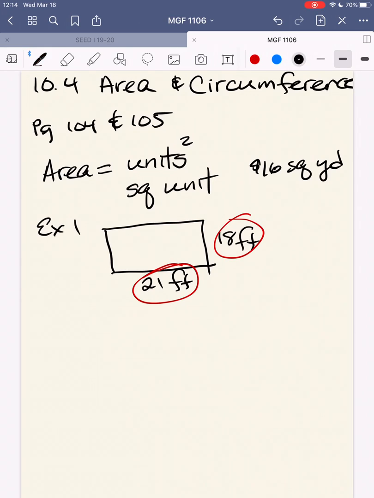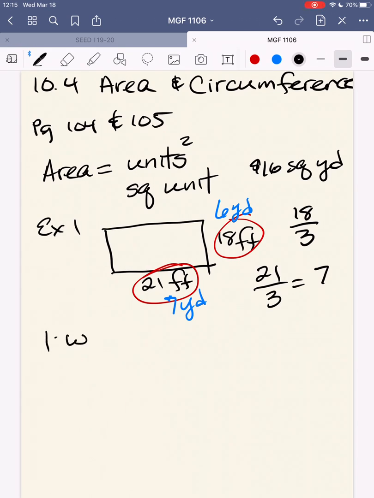So I have 18 divided by 3 because there's 3 feet in a yard, or you could do the standard conversion, and that is going to go ahead and get me 6. So this is actually 6 yards. And then I got 21 divided by 3, which gives me 7. So this is 7 yards. Okay. And to get the area for a rectangle, it's length times width. So I have 7 times 6 or 6 times 7, however you want to think about it, which gives me 42.